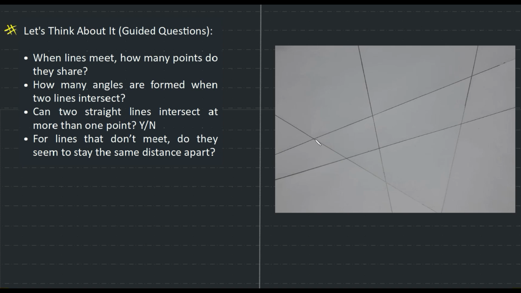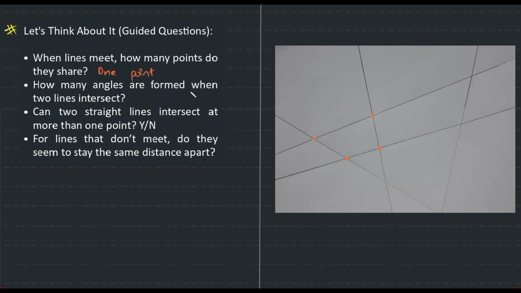So we have, say, these 2 lines meeting and they're meeting at 1 point. These 2 lines are meeting at 1 point. These 2 lines are meeting at 1 point. And we have these 2 lines meeting at 1 point. So if you have 2 straight lines, it should have been straight lines. So when lines here, it means straight lines. So it is 1 point.